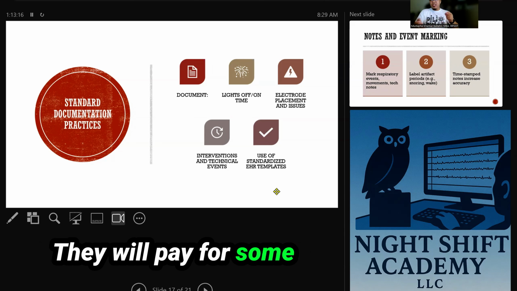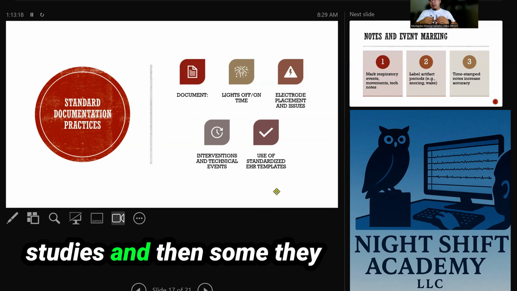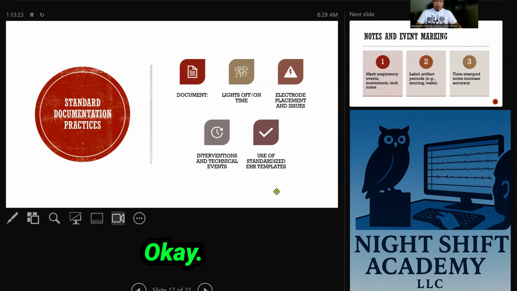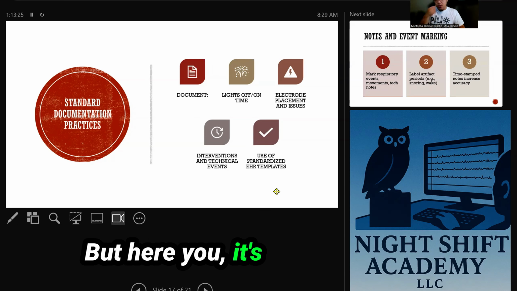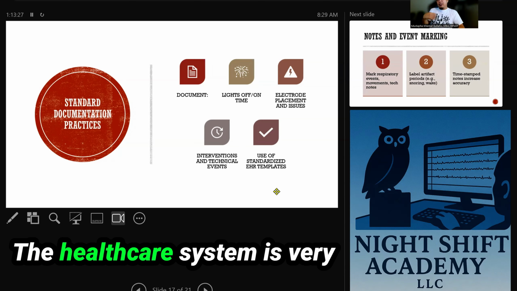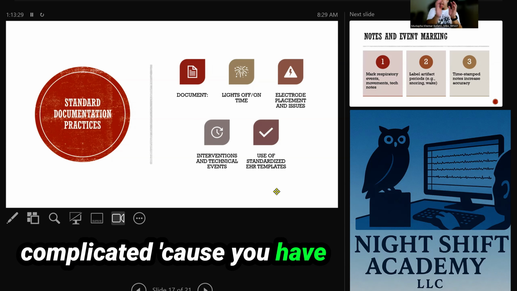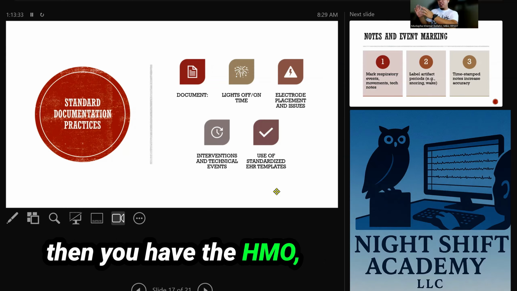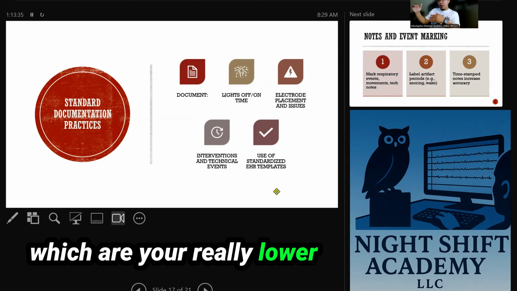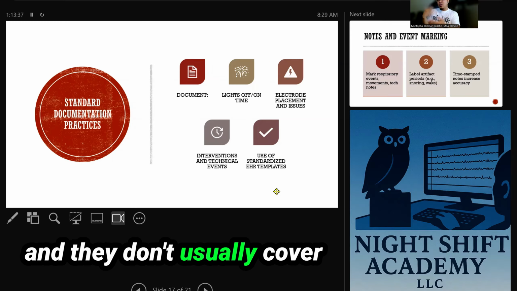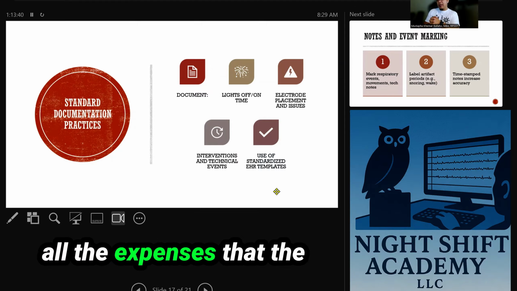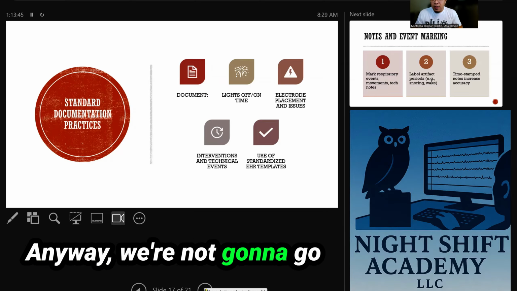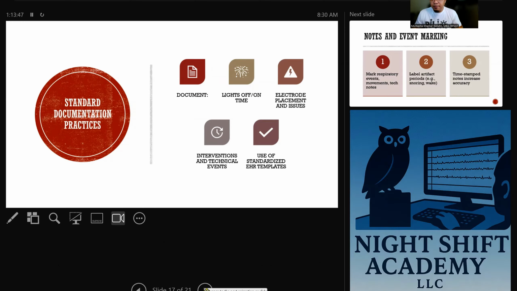They will pay for some studies, and then some they will not pay for. Some of the more expensive they won't. Okay, but here it's very complicated. The healthcare system is very complicated because you have private insurance, you have the government insurance, then you have the HMO, which are your really lower paying kind of insurance, and they don't usually cover all the expenses that the patients need help on. Anyway, we're not going to go too much further than that.